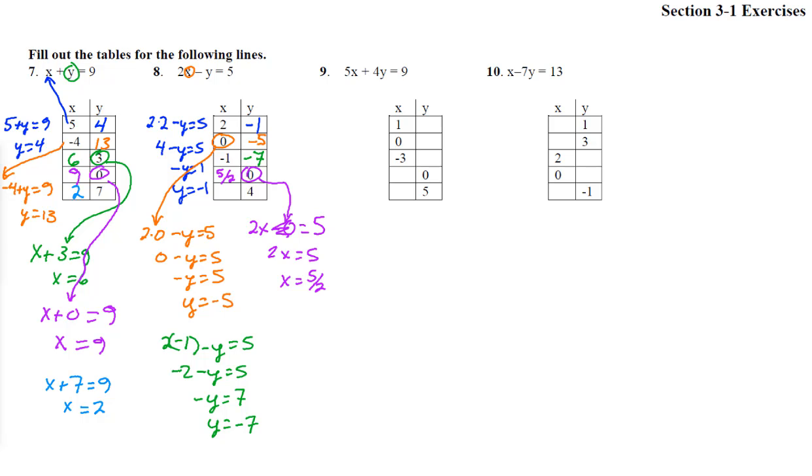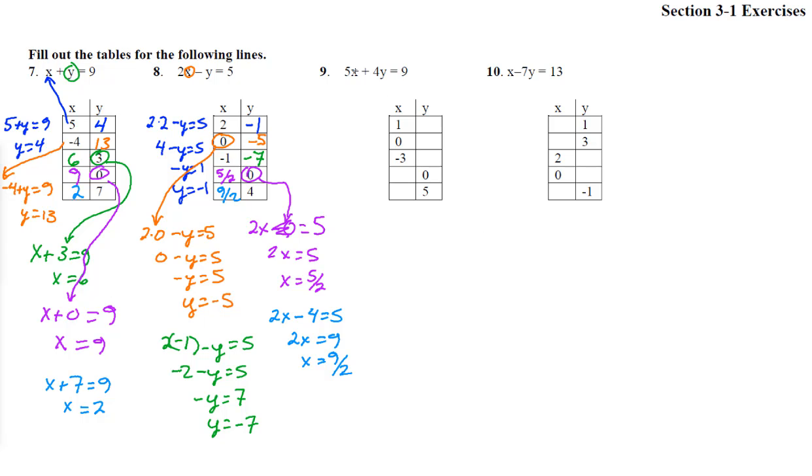And the last one, 4 in for y. So we get 2x minus 4 equals 5. So add 4 to both sides, we get 2x equals 9. Divide by 2, x equals 9 halves. Oh, 2 of them with fractions there. All right, let's go to the next one.